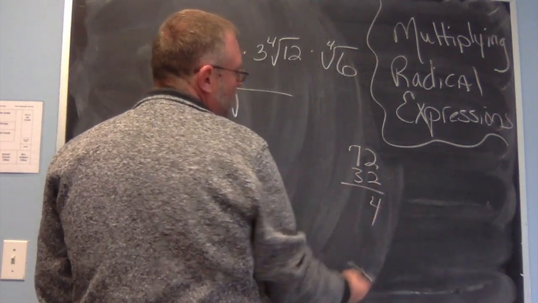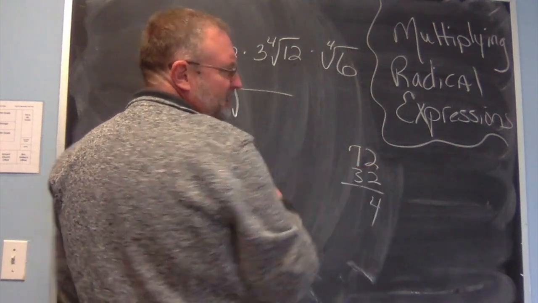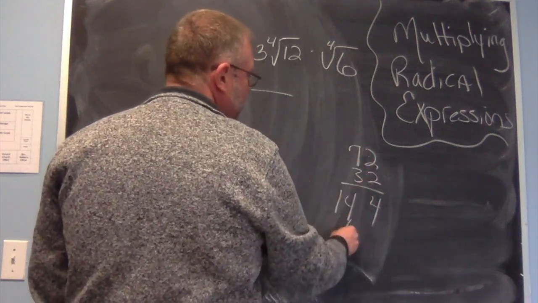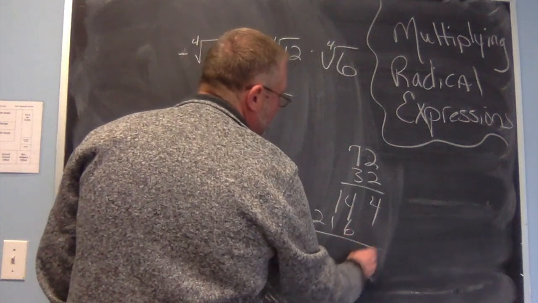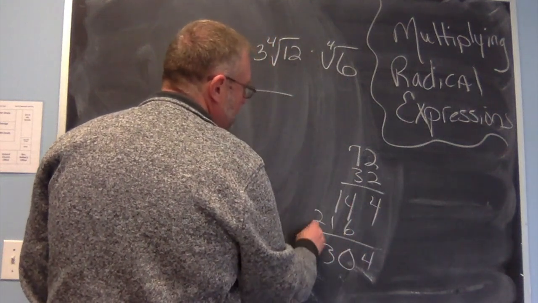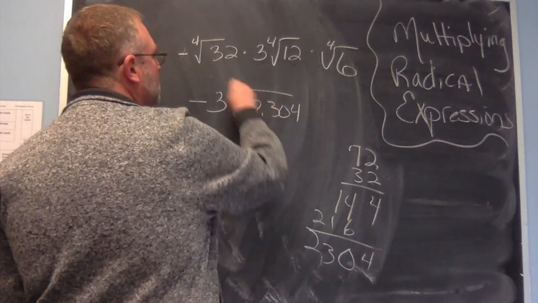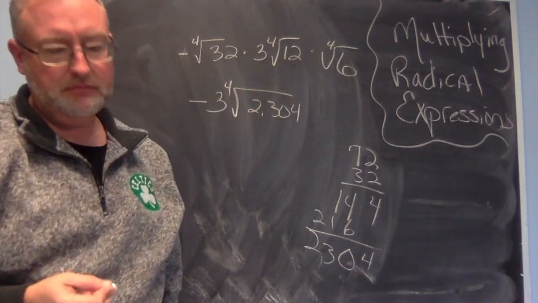2 times 2 is 4. 2 times 7 is 14. 3 times 2 is 6. 3 times 7 is 21. That gives 2,304. And we're looking for the 4th root.